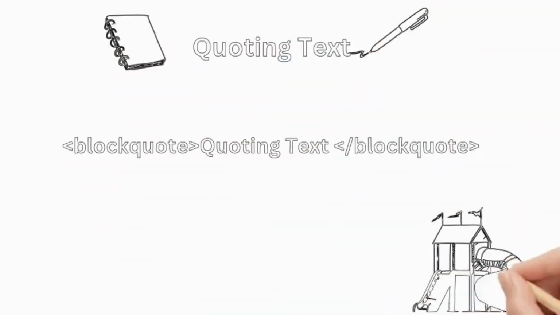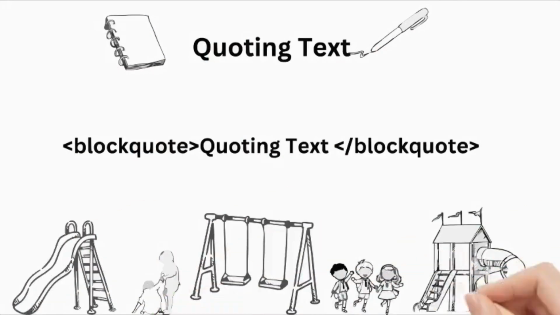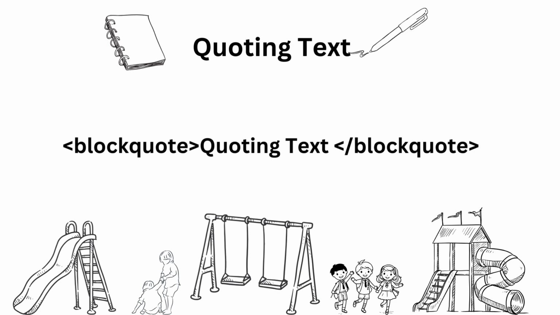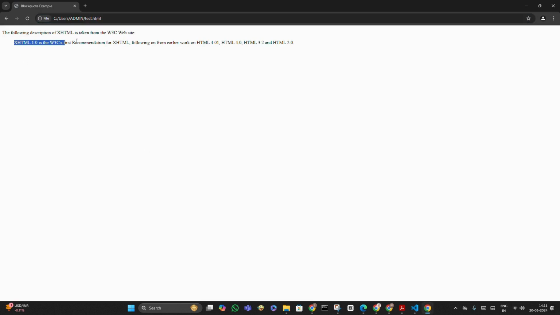When quoting a longer passage from another source, you can use the blockquote element. This tag typically indents the text and may apply italic formatting. Here's how it's done. This will produce the following description of XHTML is taken from the W3C website, followed by an indented block of text quoting the W3C's description of XHTML 1.